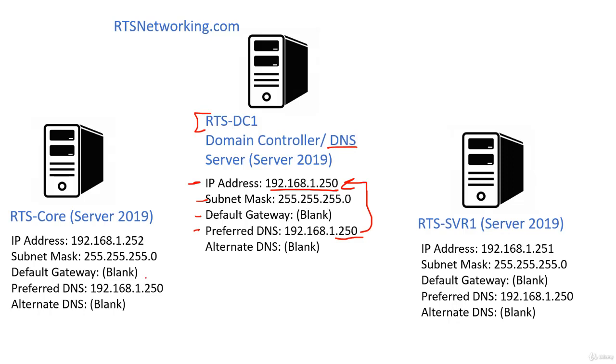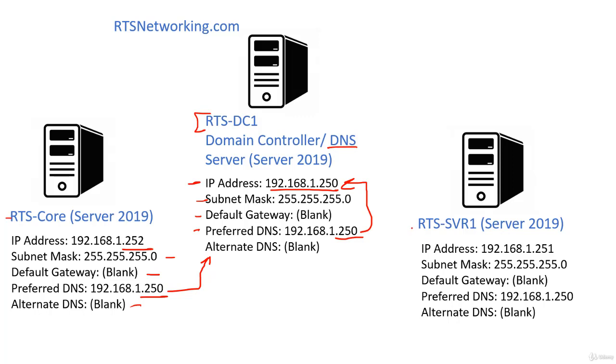RTS-DC1. I'll also use a core server. Its IP address will be 192.168.1.252, default subnet mask. Just like RTS-DC1, no default gateway. The preferred DNS server will be 192.168.1.250, so it's going to use that RTS-DC1 as its DNS server. And the alternate DNS for all of these machines will be blank. We're not going to use an alternate.